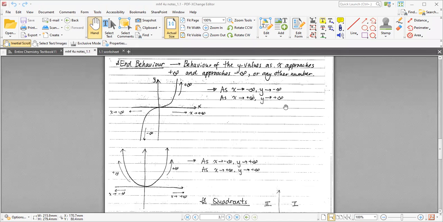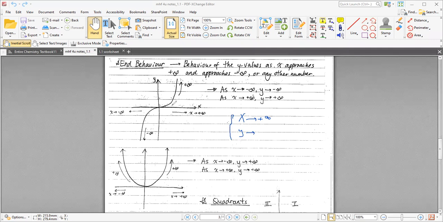Now we're going to the end behavior. Looking at this example, I want to see, written in this graph, what happens if x goes to positive infinity, x goes to a very big number, what's going to happen to y?